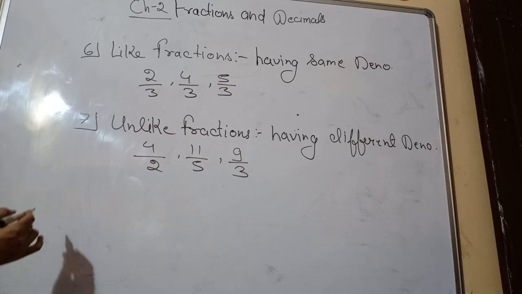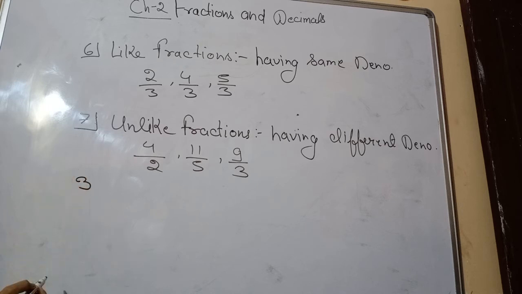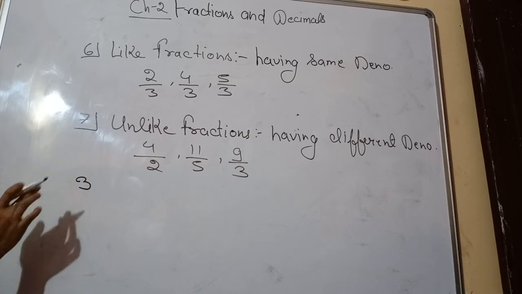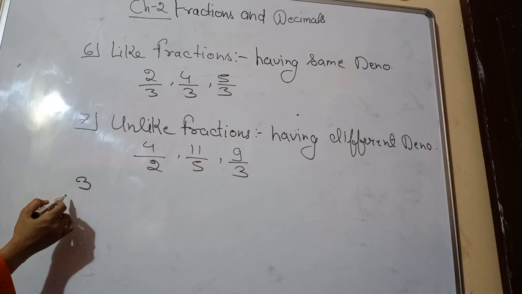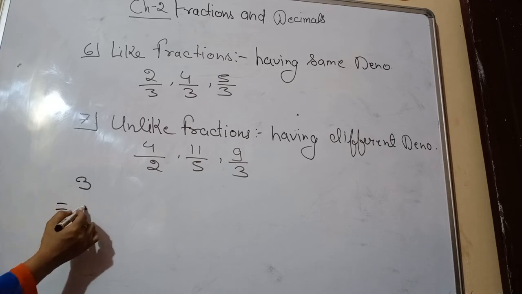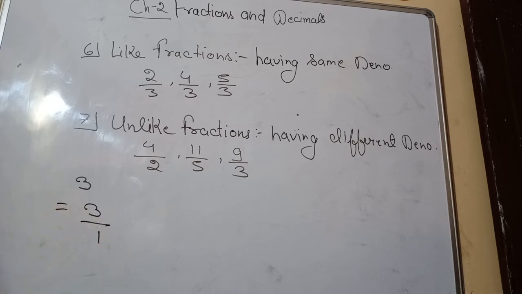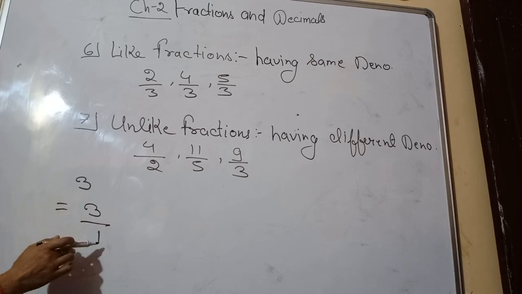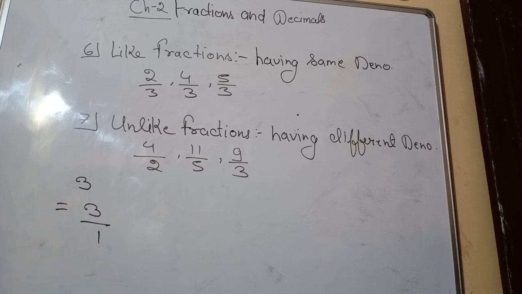And one more point is given. Suppose there is written 3. This is not a fraction. This is called a whole number. And if I want to write it in the form of a fraction, I will simply put 1 in the denominator, then it will become a fraction. Means in the fraction chapter it is understood that if nothing is given in the denominator, we can take 1 in the denominator. That is the basic rule of fraction.